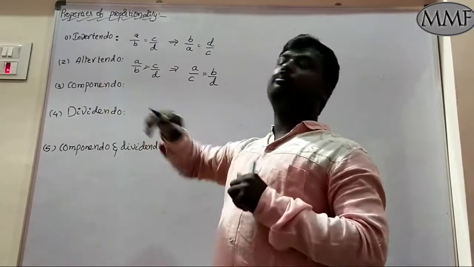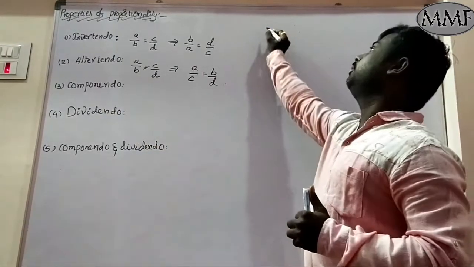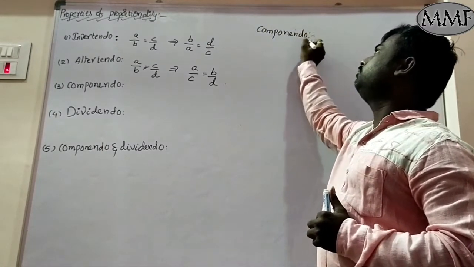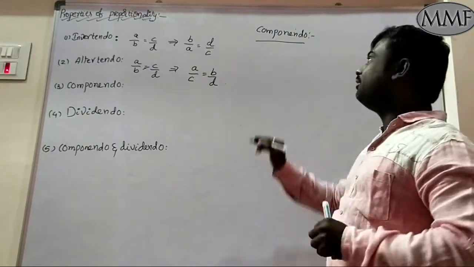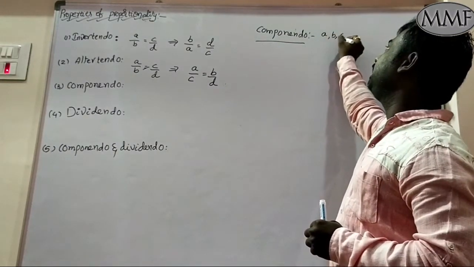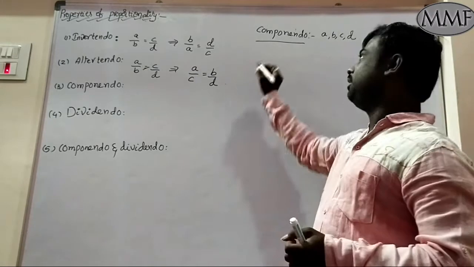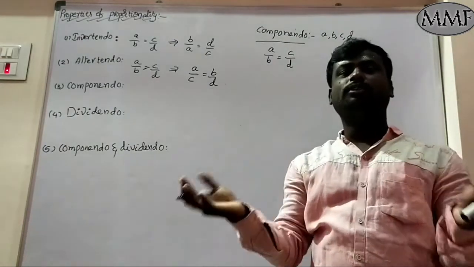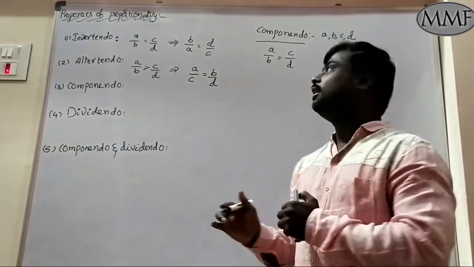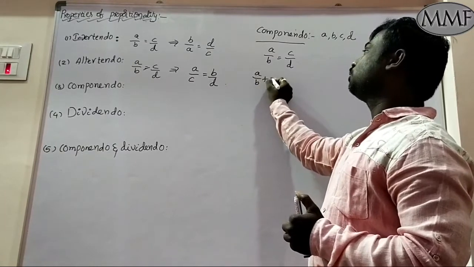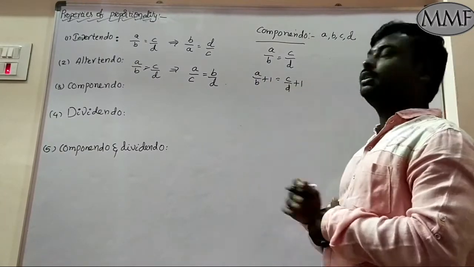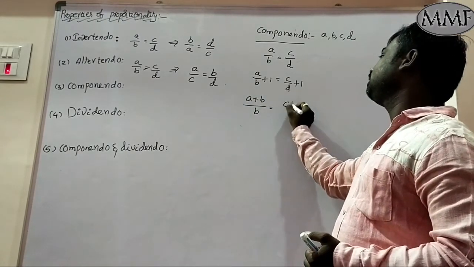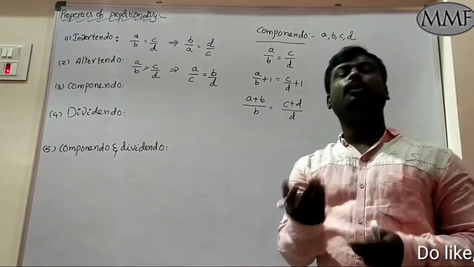Then what is componendo? Now I will write here componendo. Please listen, componendo. Very simple logic. Componendo means if any numbers A, B, C, D are in continuous proportion, means I can say A by B is equal to C by D. Very simple. Componendo means composition of things, means you are adding. Nothing but A by B plus 1 is equal to C by D plus 1. Then what will you get here? Very simple. A plus B by B is equal to C plus D by D is nothing but componendo.